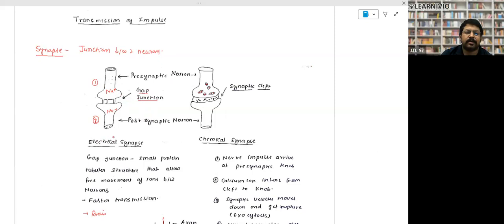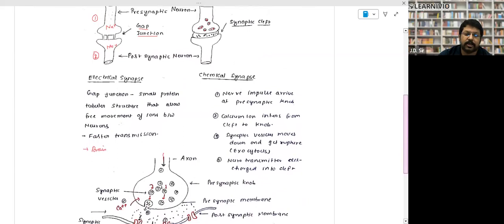The gap junctions have a small protein tubular structure that allows the free movement of sodium ions between neurons. They are meant for faster transmission, right? And they are basically ionic.